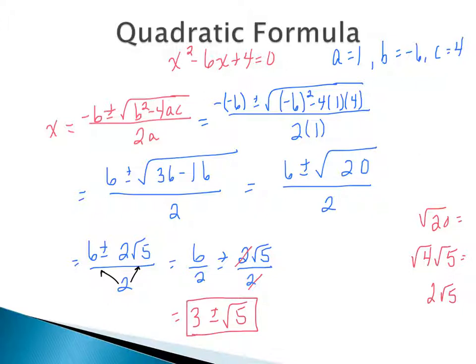So it shows that our quadratic formula also worked for a problem where we needed to complete the square. Again, if we wanted to write this in solution set notation, we would have 3 plus the square root of 5 and then 3 minus the square root of 5. And that's how you use the quadratic formula.